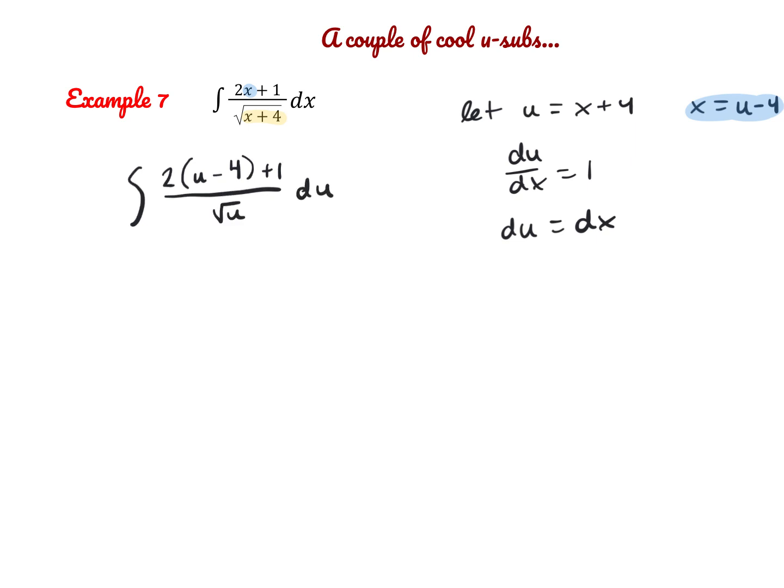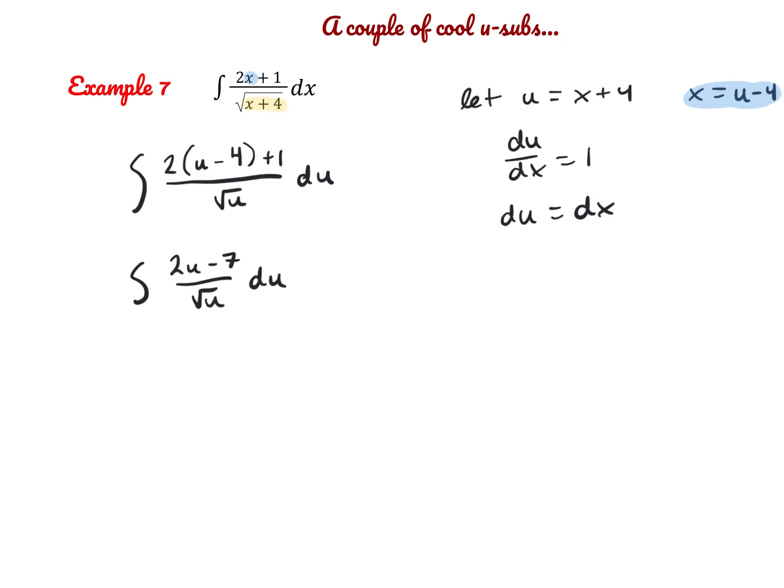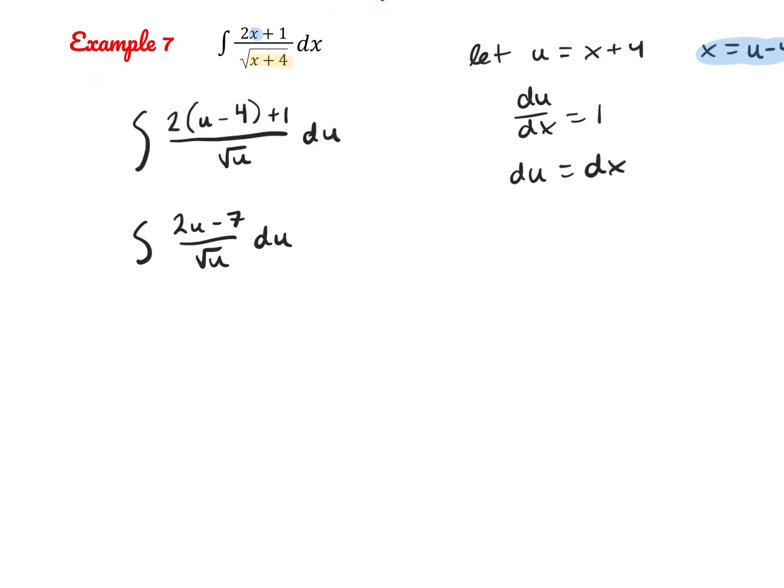And then from here we could see what we're working with. So let's distribute and combine like terms in our numerator. So we have 2u minus 7 over the square root of u du. And then for this one, this is going to be a lot easier if we separate this into two different terms. So here, if you have u over u to the 1/2, it just becomes 2u to the 1/2. And then here, this becomes minus 7u to the negative 1/2.